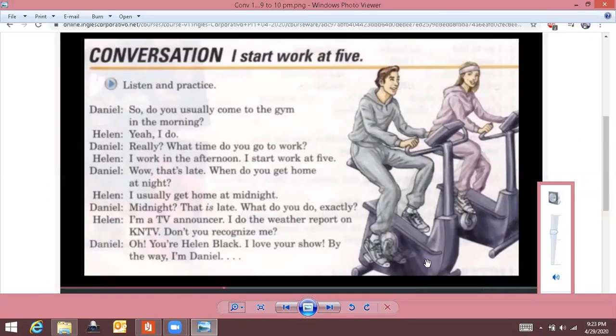So do you usually come to the gym in the morning? Yeah, I do. Really? What time do you go to work? I work in the afternoon. I start work at 5. Wow, that's late. When do you get home at night? I usually get home at midnight. Midnight? That is late. What do you do exactly? I'm a TV announcer. I do the weather report on KNTV. Don't you recognize me? Oh, you're Helen Black. I love your show. By the way, I'm Daniel.